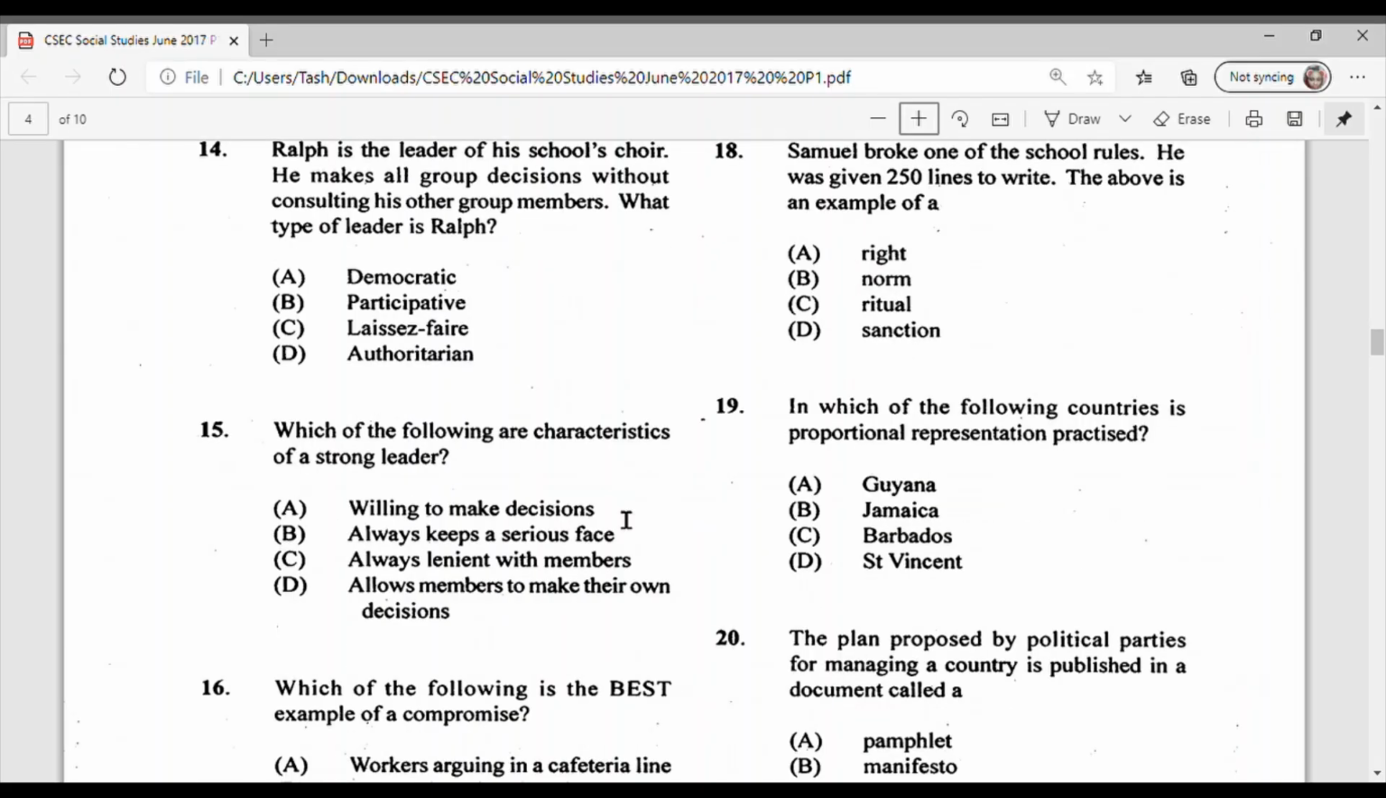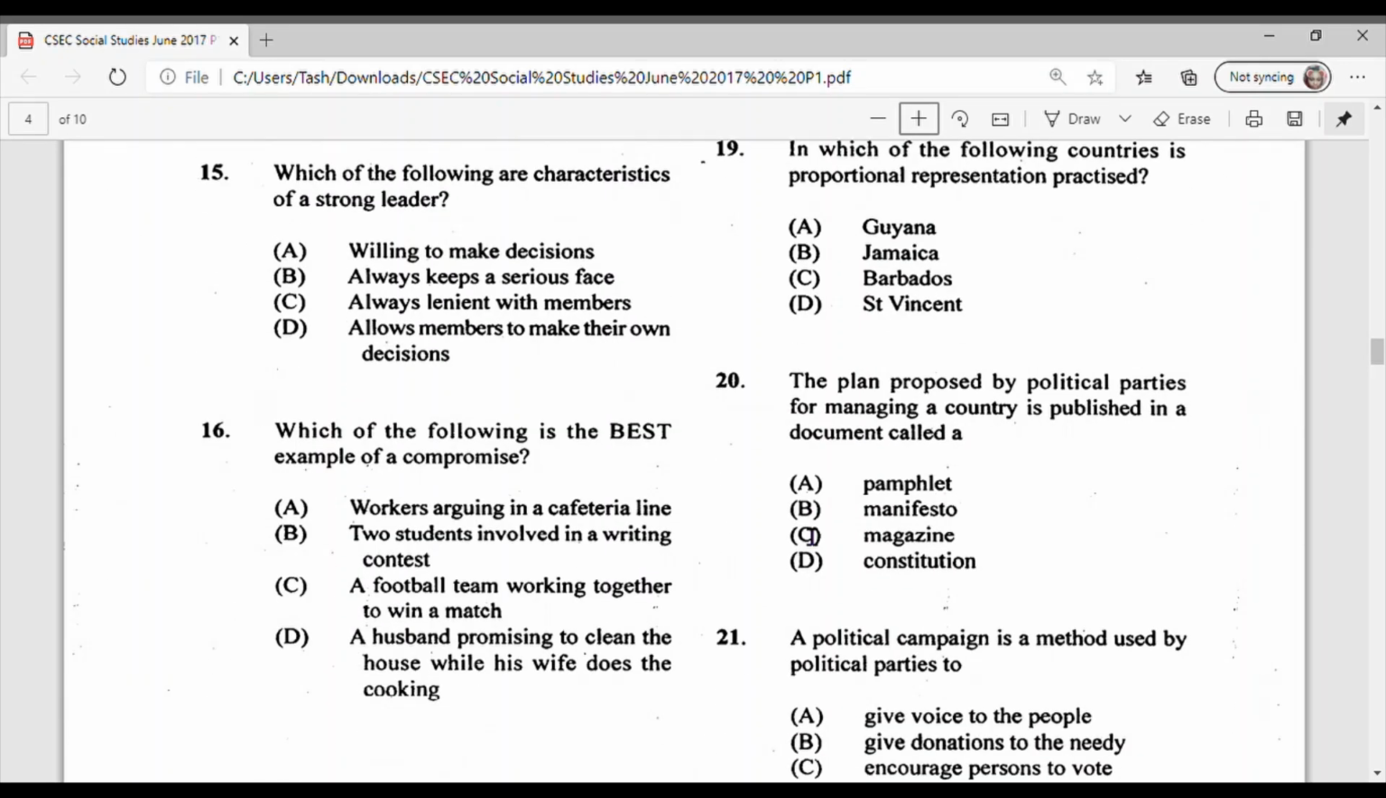Number 19. In which of the following countries is proportional representation practiced? A, Guyana, B, Jamaica, C, Barbados, and D, St. Vincent. So our answer for number 19 would have been Guyana. Number 20. The plan proposed by political parties for managing a country is published in a document called a pamphlet, manifesto, magazine, or constitution. So you would probably hear the politicians speaking of the manifesto, which is basically the plan that they have in order to move the country forward, etc. So for number 20, your answer would have been letter B.